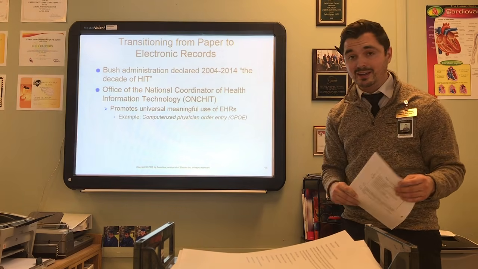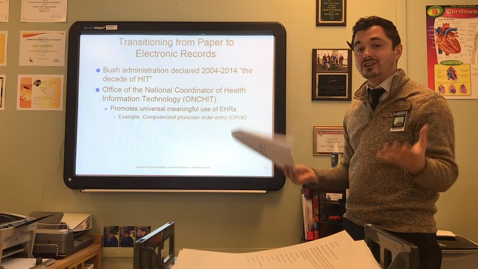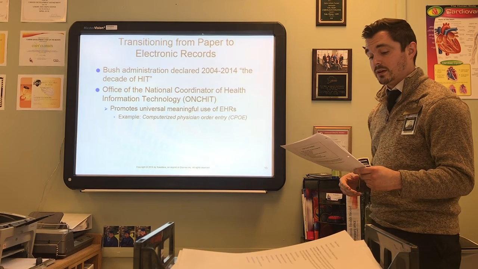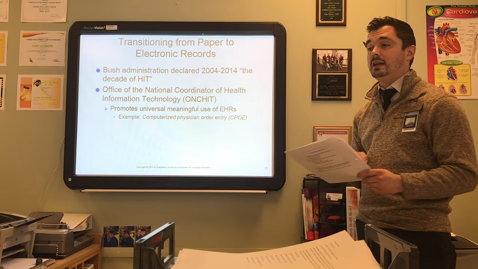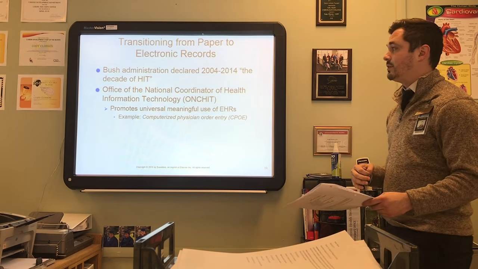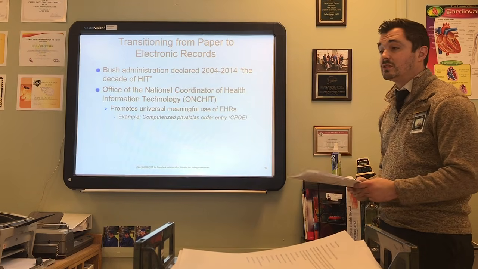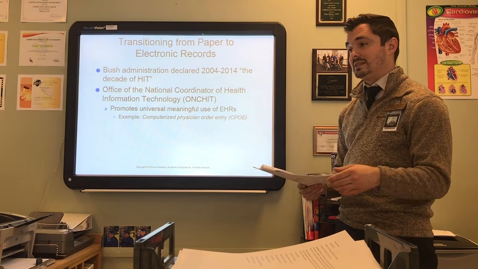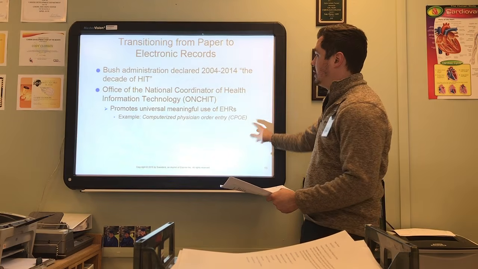Now, medical records weren't always electronic. We never had the technology available to us to have that luxury. So there is a transition period from paper to electronic records. So the Bush administration, okay, back when President Bush was in office, declared 2004 to 2014 the decade of HIT. Now what does HIT stand for? It stands for Health Information Technology, if you look on the next line right there. Okay, so the Office of the National Coordinator of the Health Information Technology, or the ONCIT, promotes universal meaningful use of EHR. So for example, computerized physician order entries, CPOE, they developed and established that. And they were really the ones that started to push the transition from paper medical records to electronic medical records.